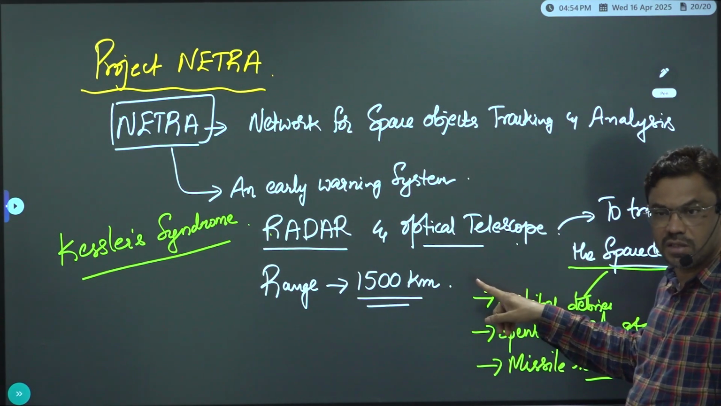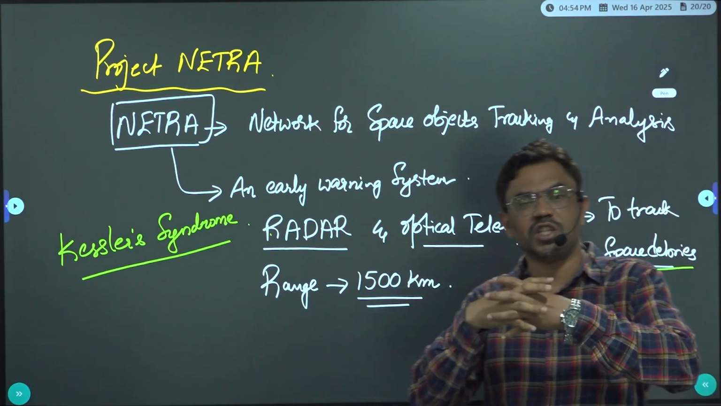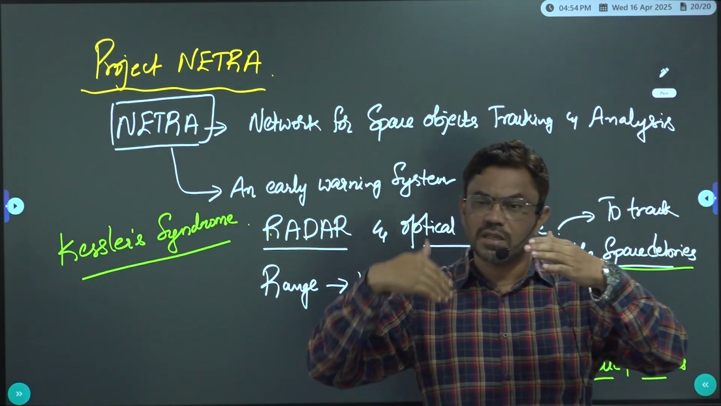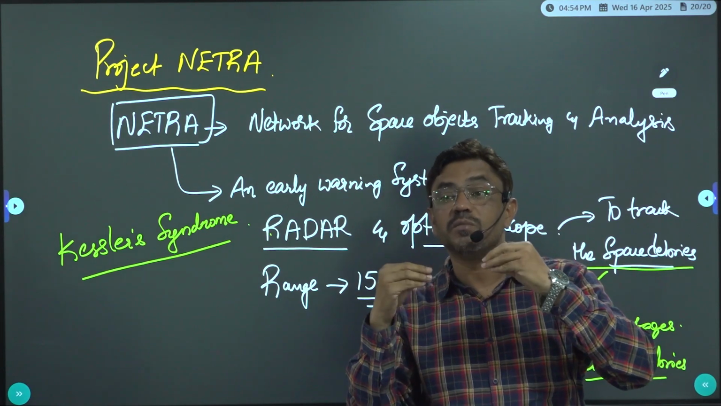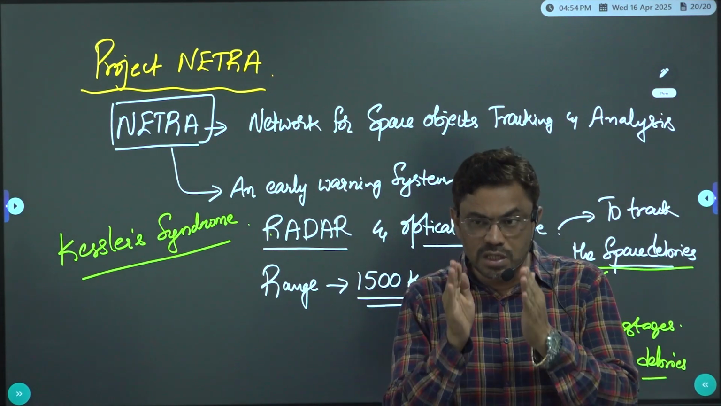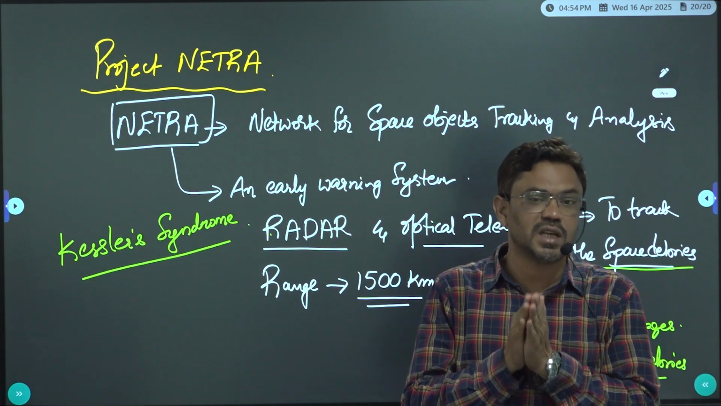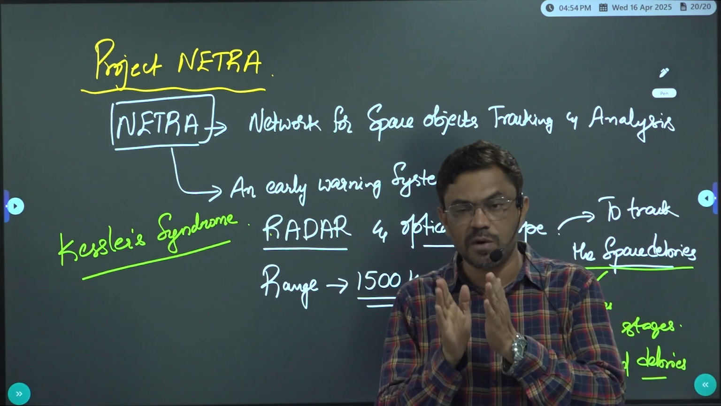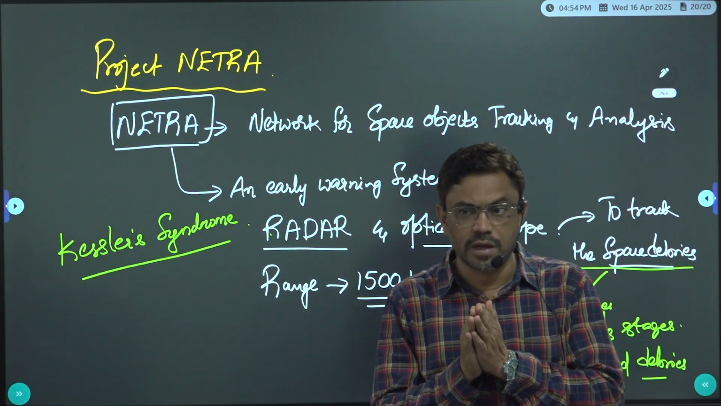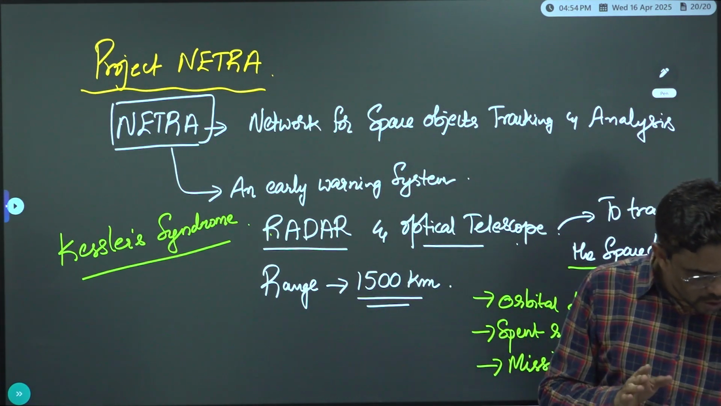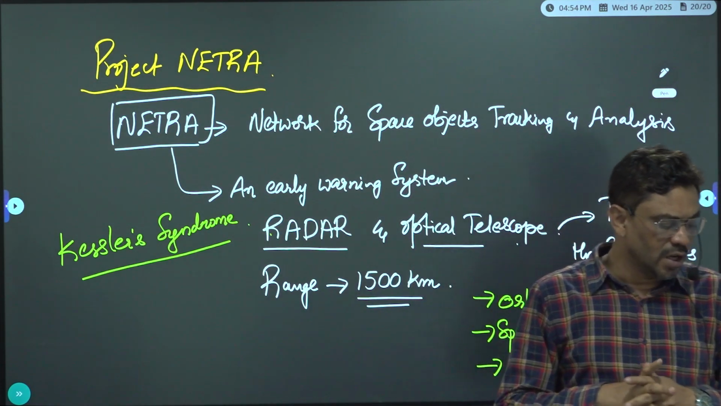Sometimes they collide with each other. They create more and more debris, and these satellites and spacecraft become dysfunctional. This phenomenon is called Kessler's syndrome. It was named after NASA scientist Donald Kessler in 1978. You remember that one. Kessler's syndrome is important.